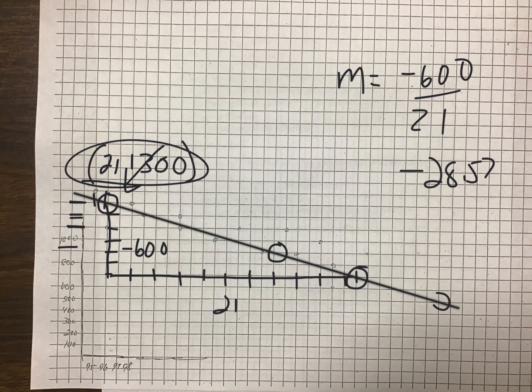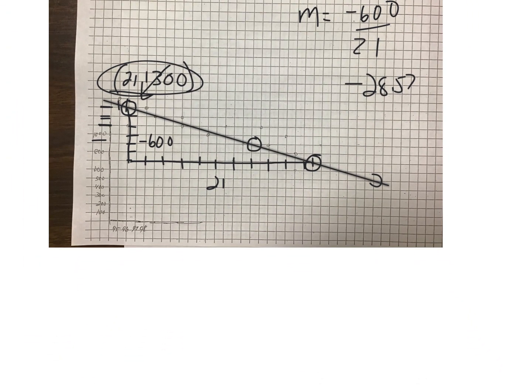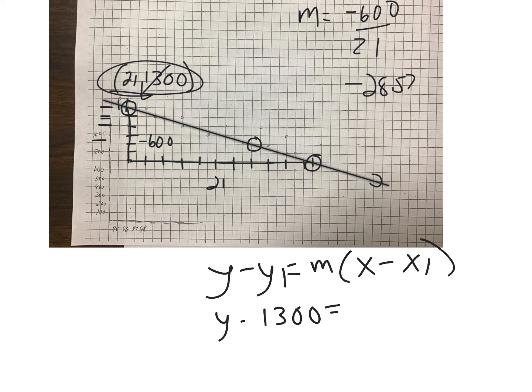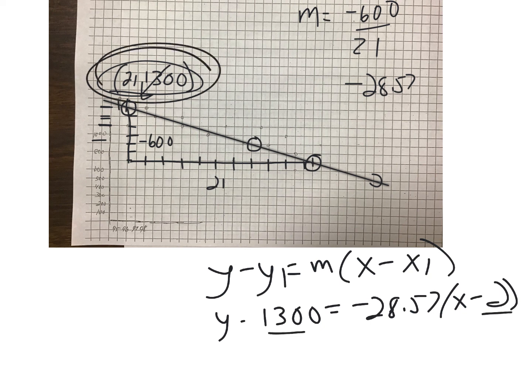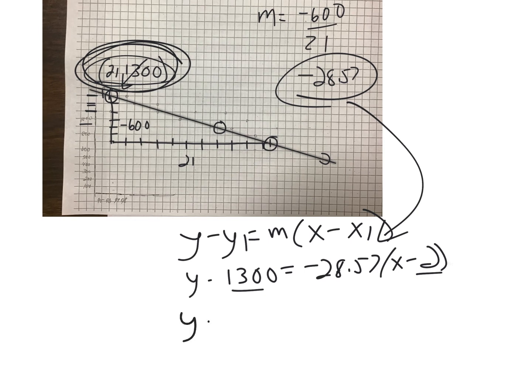Okay? So now I go and plug into this formula right here. I'm going to have y minus 1300 is -28.57, and then x minus 2, because this is my point, 2, 1300, right? Wasn't that 2, 1300? And there's my slope, which I brought down here, right? So now I just have to distribute this 28.57 through there.